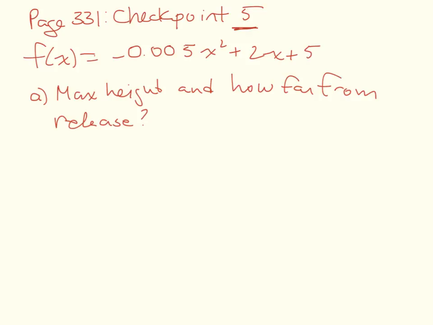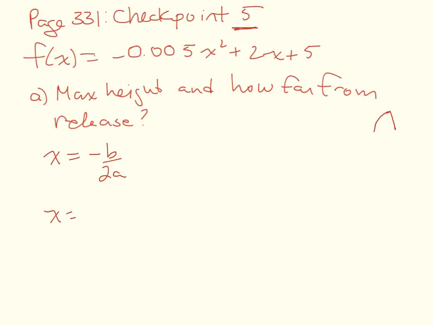So the first part of the question is, what's the maximum height and where does it occur? If you think about a quadratic, the a value, the coefficient of x², is negative, so this is a parabola that opens downward. And so when we want the maximum height, we're really looking for the vertex. So this is where we can use the vertex formula, where we know that x is -b over 2a.